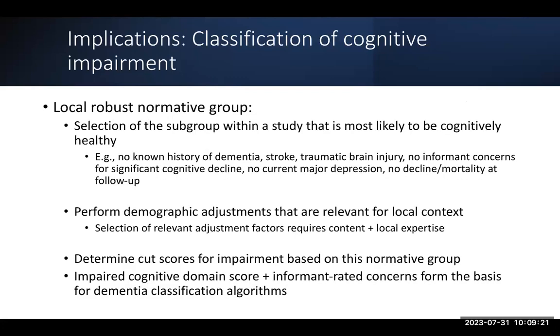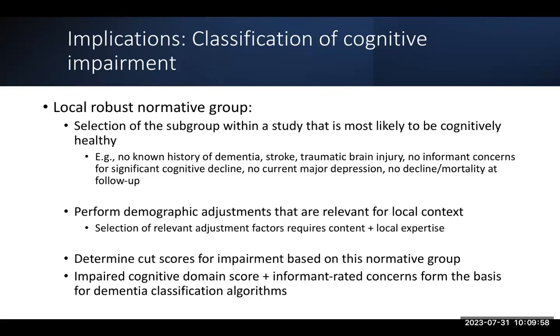Just to briefly review what a local robust normative sample is, it's where we select the subgroup within a study that we feel most confident is most likely to be cognitively healthy. That means we feel as confident as possible that their brains are healthy. So examples of things that we would select out of a robust normative sample: people who have a self-reported history of dementia, stroke, traumatic brain injury, who have subsequent cognitive decline or mortality if we have access to follow-up data, those types of things.